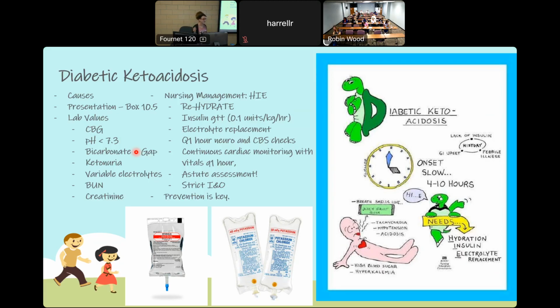Electrolyte replacement is variable, right? Because our electrolytes are variable. So this is a very frustrating patient because you're constantly changing your fluid bags. You're getting labs every 2 to 4 hours, and things are changing because hopefully we're fixing things, right? A lot of times we'll have to replace potassium and phosphate. Usually expect those in your fluids.